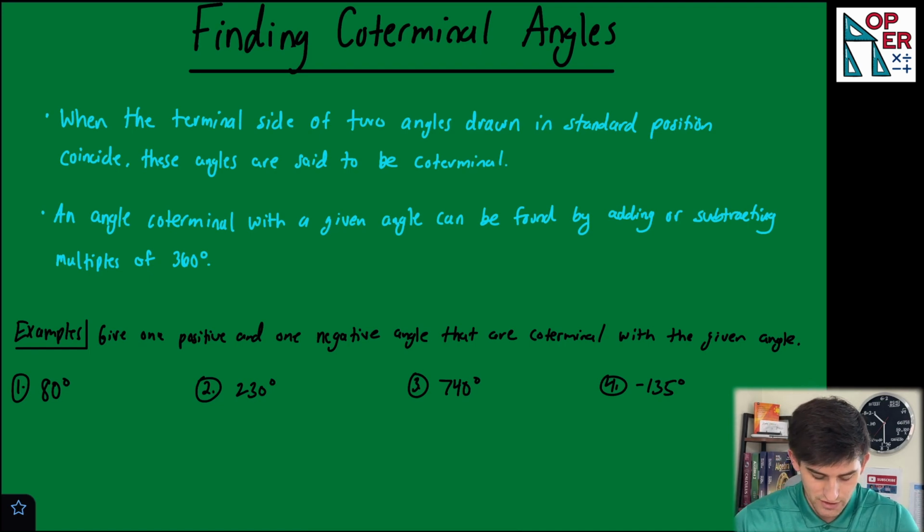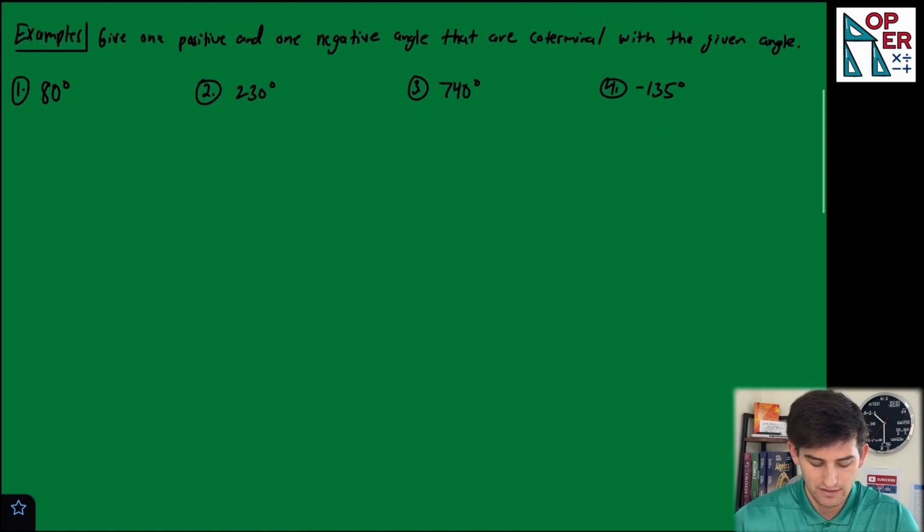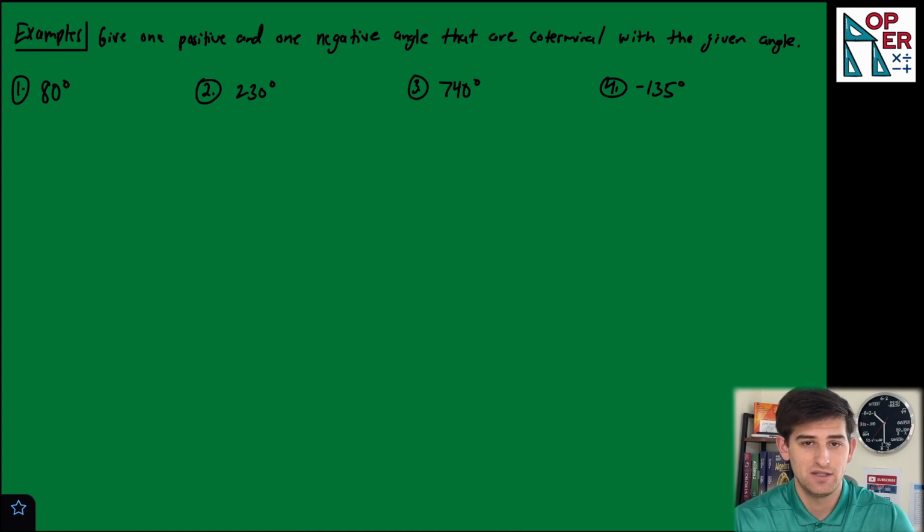So for examples, we're just going to give one positive and one negative angle that would be coterminal with the given angle. So essentially we just want to add 360 or subtract 360. Now that might not always be the case because like for example on number 3, if we subtract 360, we still have a positive angle, right? And for the purposes of these examples, we want to have one positive angle and one negative angle. So we might have to add or subtract 720, just some multiple of 360 that gets us one positive and one negative angle.